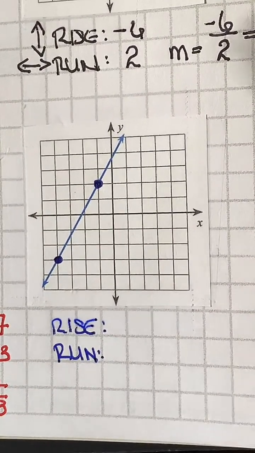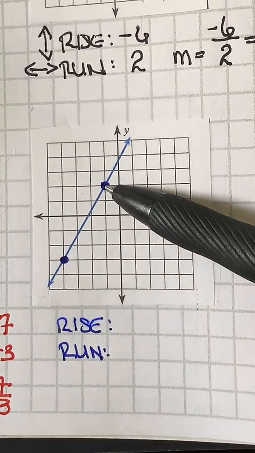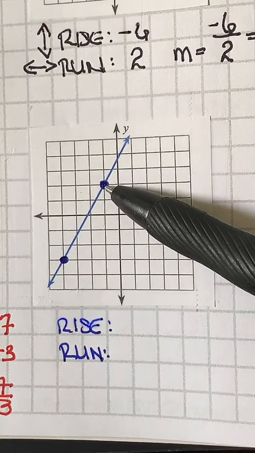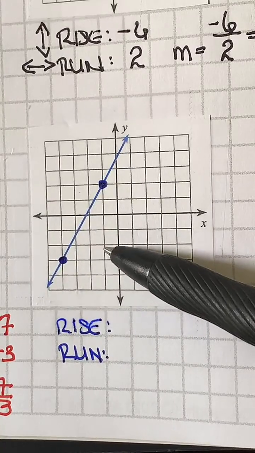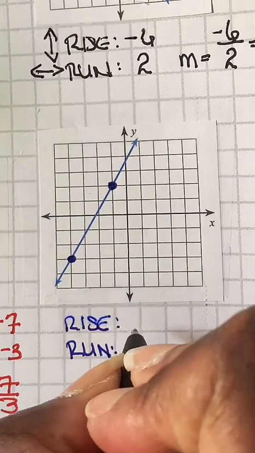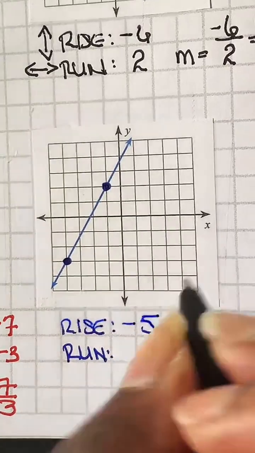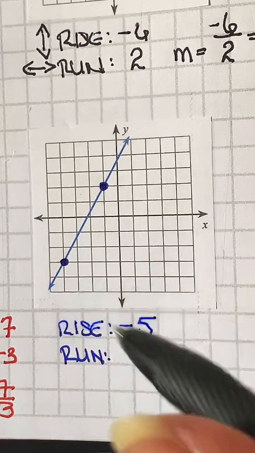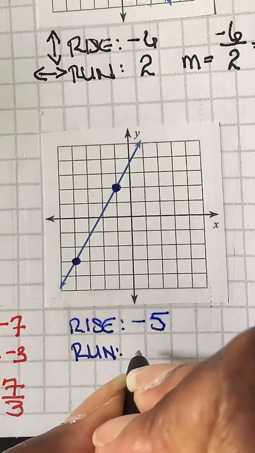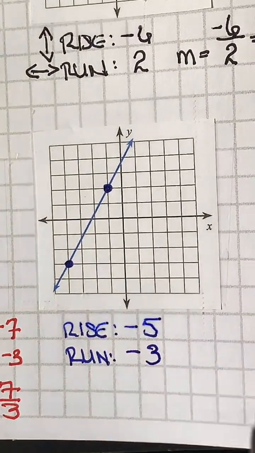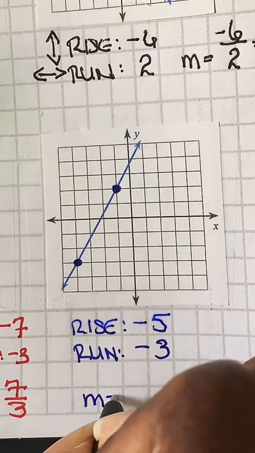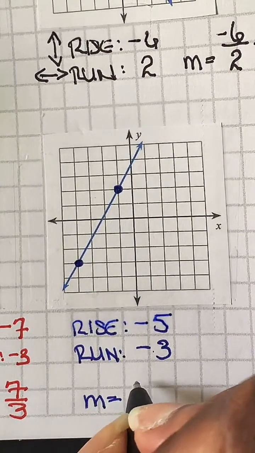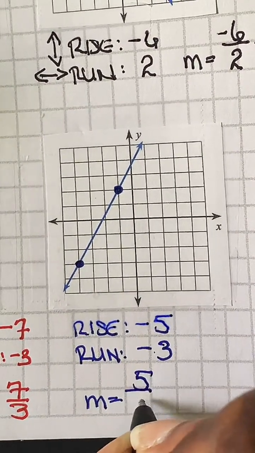So starting, we'll start with this one. If I want to go from this point to this bottom point, I'm going to go down 1, 2, 3, 4, 5. So my rise was a negative 5. Then my run is 1, 2, 3. Since I went to the left 3, that's going to be minus 3. So that means my slope, a negative divided by a negative, is a positive. So we have a positive 5/3.